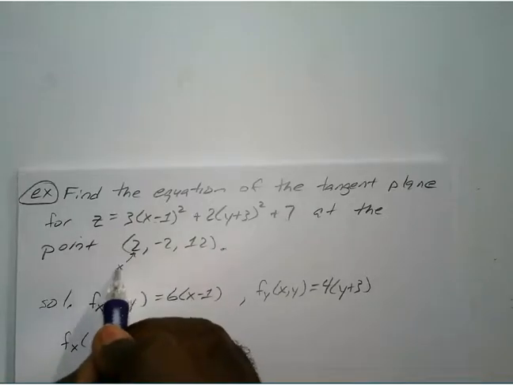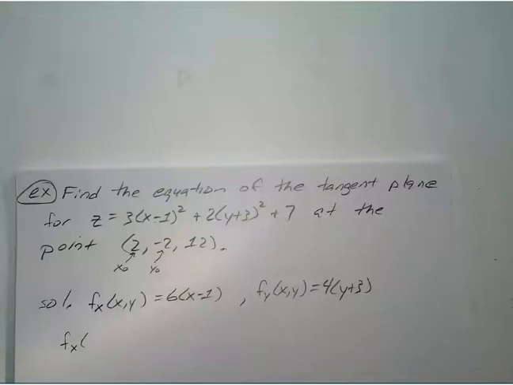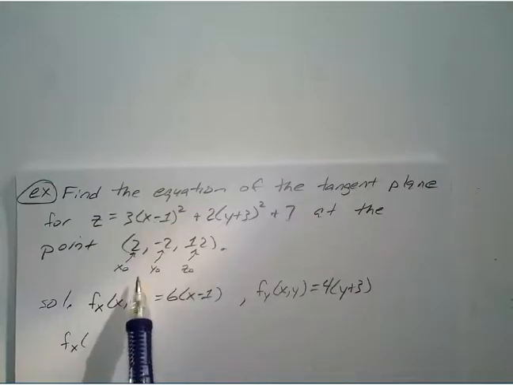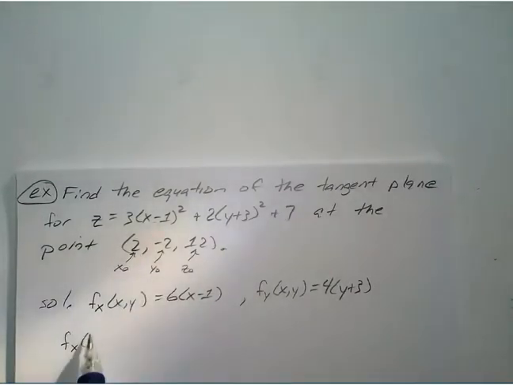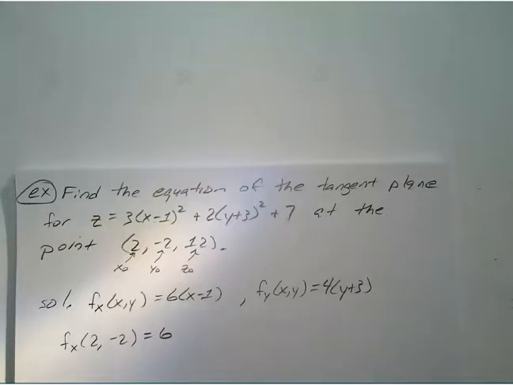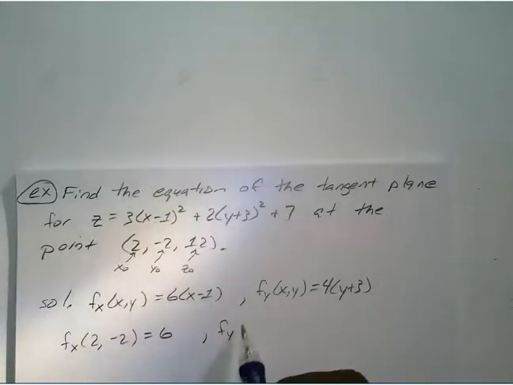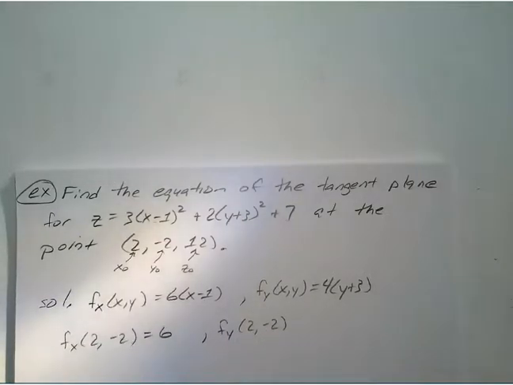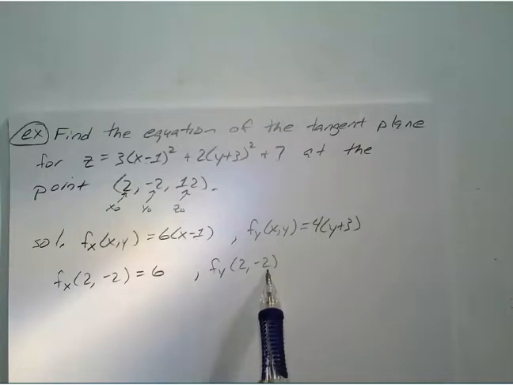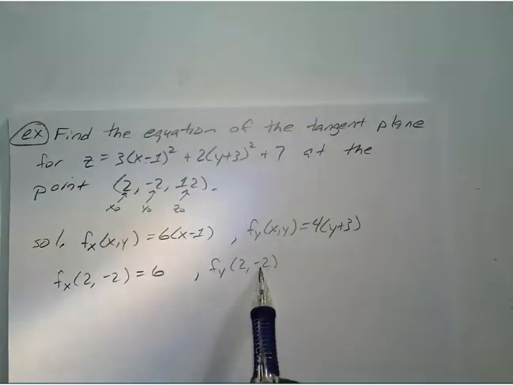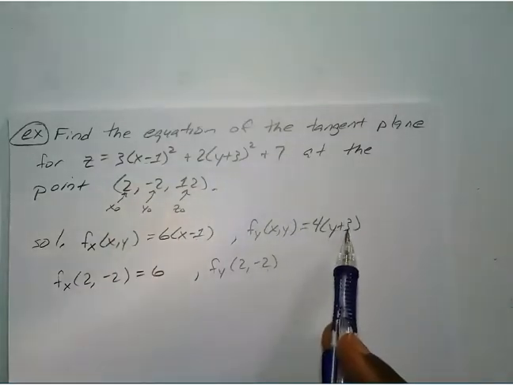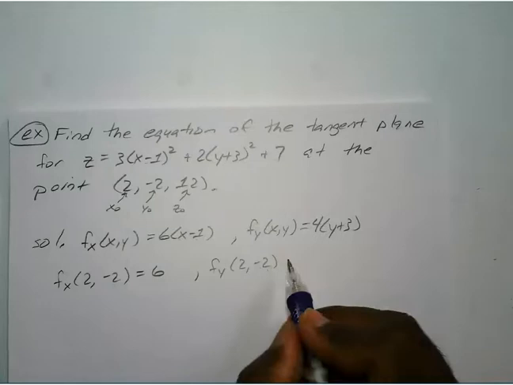Okay, so remember, this is our x0, this is our y0, and this is our z0. Okay, so the partial with respect to x for x0 and y0, that's just 2 and negative 2. Since we only have an x, we just have to replace the x with 2. So 6 times 2 minus 1 is just 6. Okay, so a partial with respect to y at 2, negative 2. For this one, we only have a y value to replace. We don't have any x's up here. So y equals negative 2. So we have 4 times negative 2 plus 3, which is 1. So that would just equal 4.